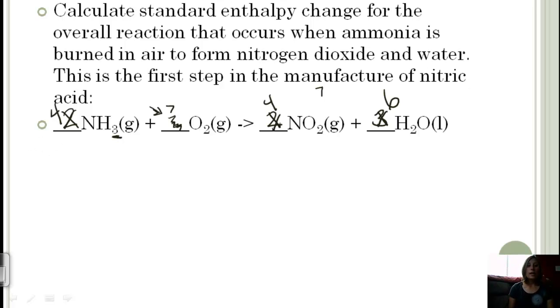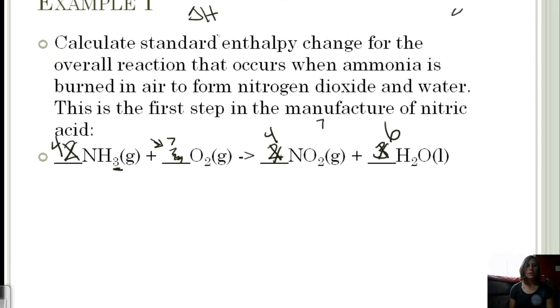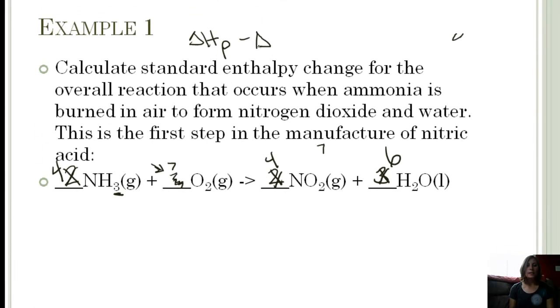Okay, well I know that it's delta H of the products minus the sum of the delta H of the reactants. So again, you need to look up the heat of formation in a table. I've already done that. And so my delta H of my reaction is going to be equal to products minus reactants. So I'm going to start with the NO2.